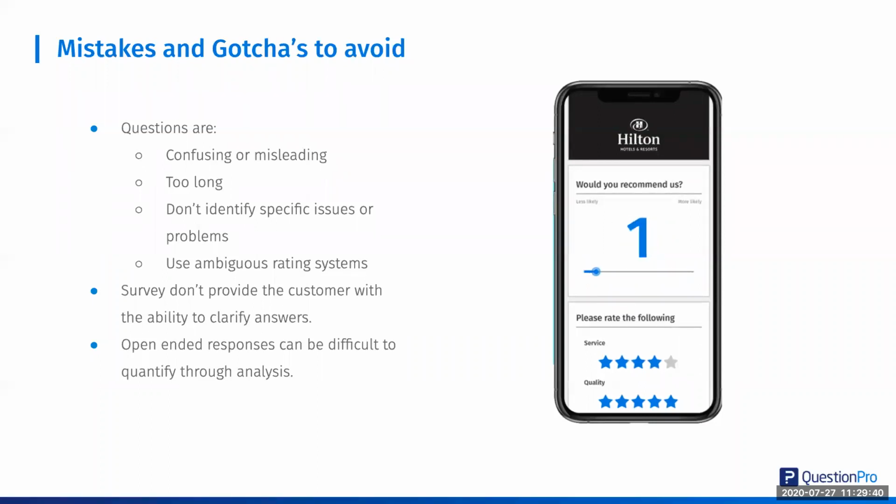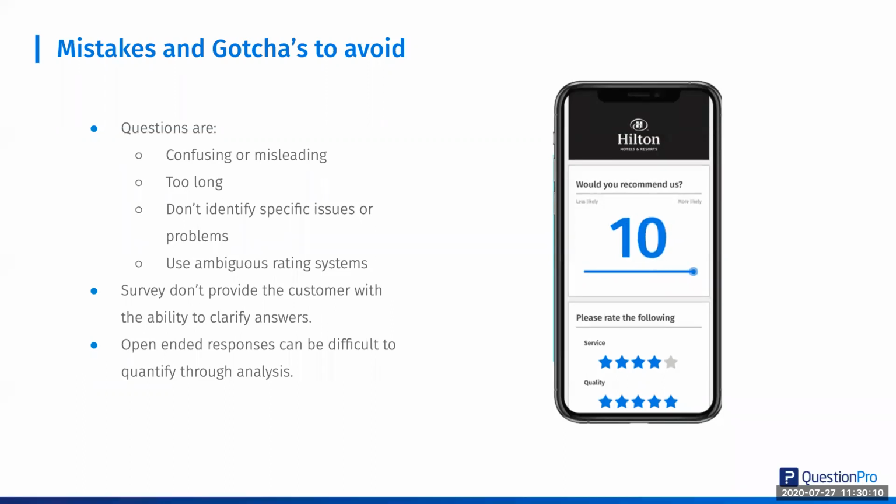And then surveys don't provide the customer with the ability to clarify answers. So a lot of times this is handled by having the open end at the end of the survey with, is there anything else that you want to tell us? That would be one way that you could do this, or allowing them to clarify those answers. That being said, sometimes open-ended responses can be difficult to quantify through analysis because they are so open-ended.